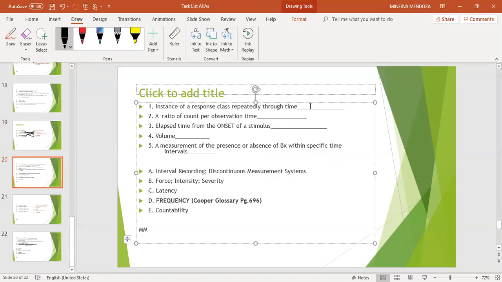Okay, number 1, instance of a response class repeatedly through time. A, interval recording. Frequency. Yeah, it's frequency. And I put that Cooper page, and I found it in the glossary, because a lot of people get confused with frequency and rate. I know frequency is count, but the difference is that it is through time.